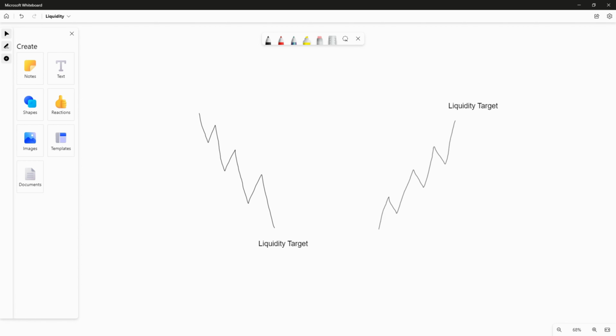So on the left, I have what we know as bearish structure. As you can see, price continues to move down in a bearish fashion, and the lows are violated and the highs are not.